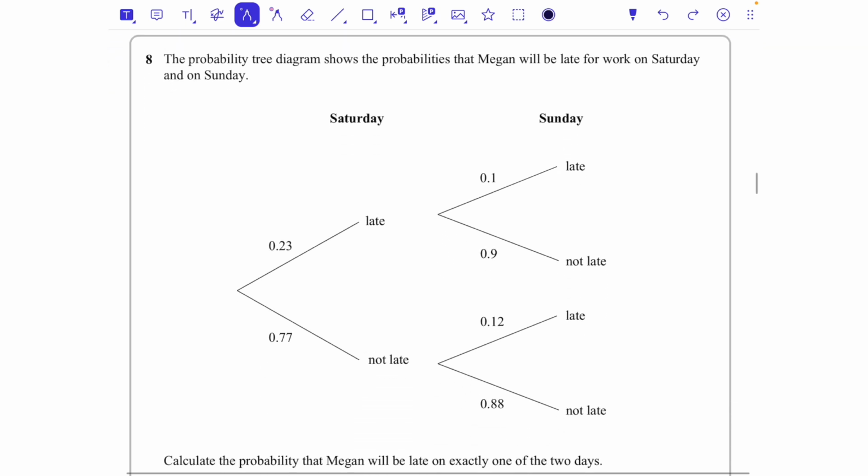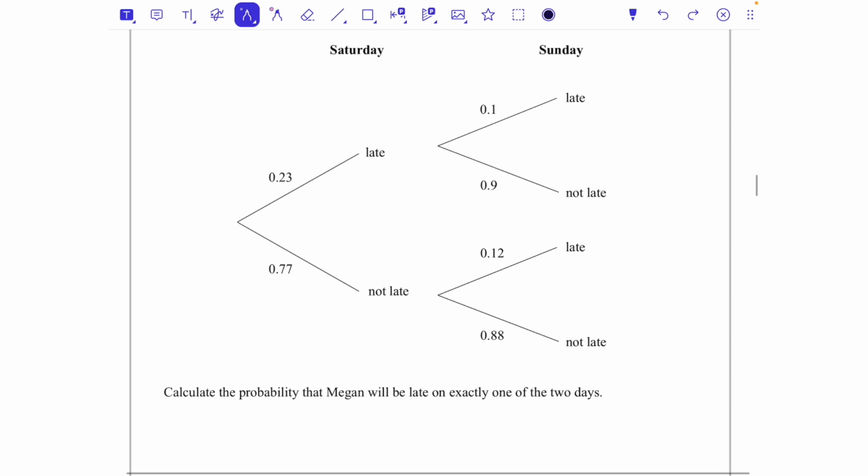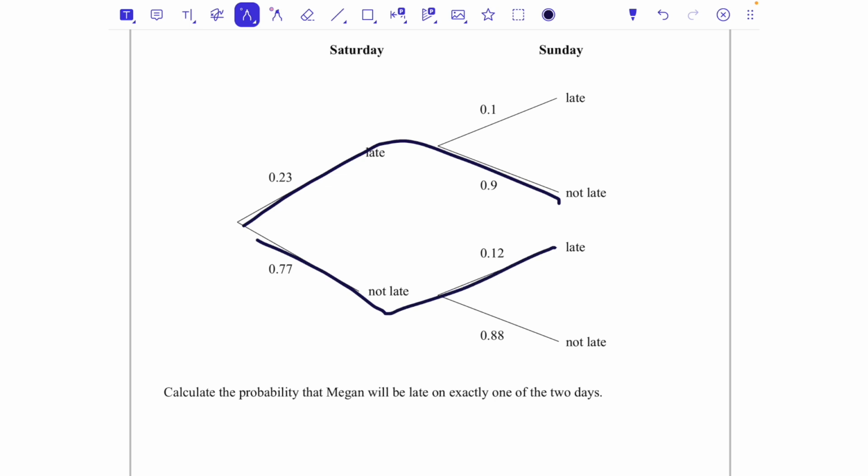Question number 8. The probability tree diagram shows the probabilities that Megan will be late for work on Saturday and on Sunday. Calculate the probability that Megan will be late on exactly one of the 2 days. So we don't mind if Megan is late on Saturday, but then she has to be not late on Sunday. Or she can be not late on Saturday and late on Sunday. So we only want her to be late on one of the days.